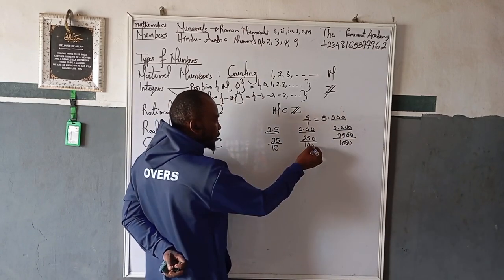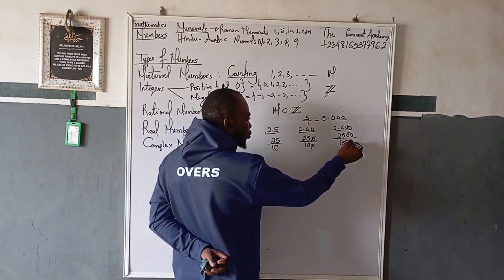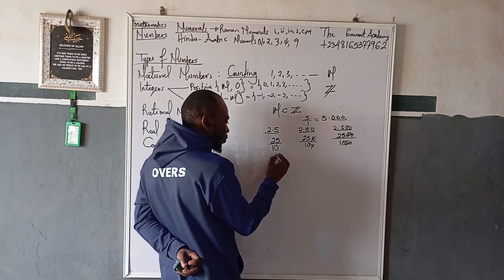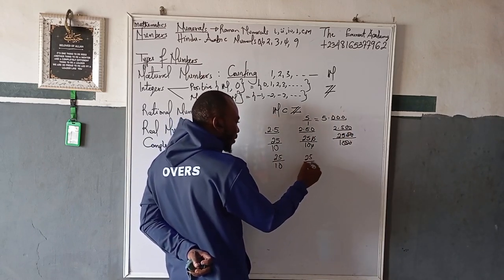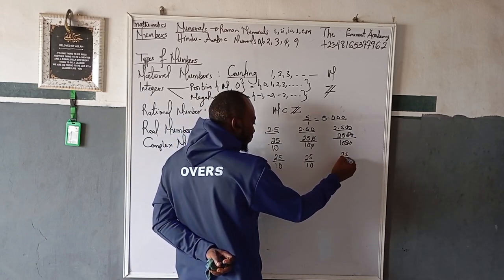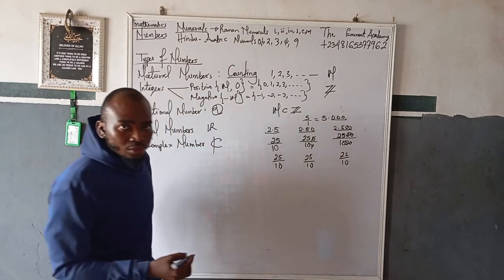So by division, this 0 can cancel 1 zero here. These 2 zeros will cancel 2 zeros here. So here, let me still leave this as 25 over 10. This one will still remain being 25 over 10, while this will still give me 25 over 10. So why is it like that?